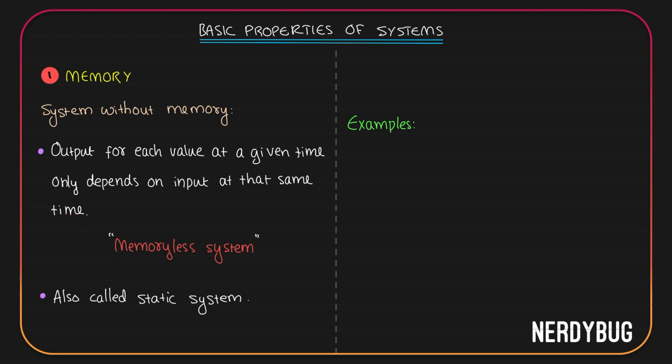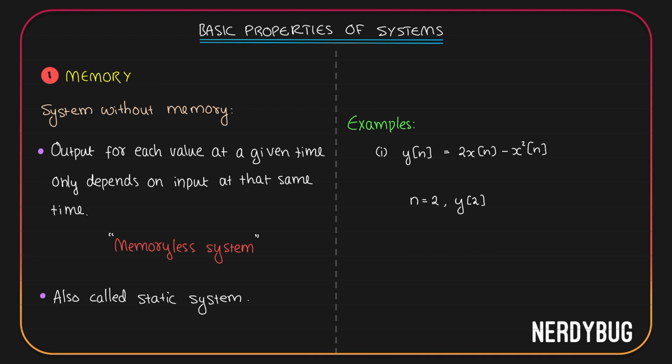We can call such a system a memoryless system, or we can also call it a static system. Let me make you understand this better using an example. The first example I am taking is y of n is equal to 2x of n minus x square of n. Now, imagine you're trying to find out y of n at n is equal to 2. You want to find out y of 2.